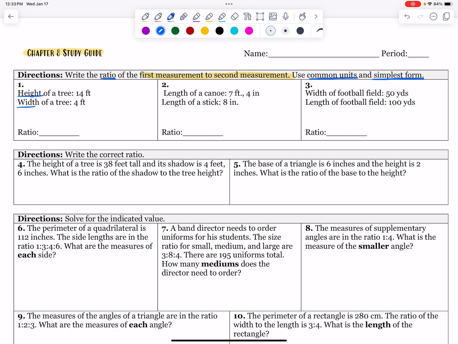So if we want to compare the height of a tree to the width of a tree, the first to the second, that's going to be 14 over 4. Those are both already in feet, so I don't have to do any conversions. 14 over 4 reduces to 7 over 2. So the height to the width has a ratio of 7 to 2.